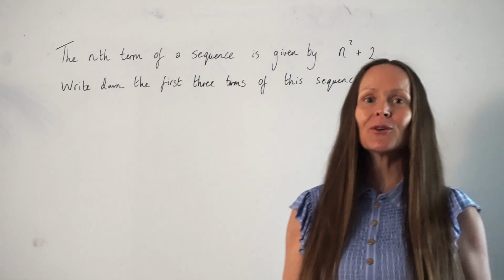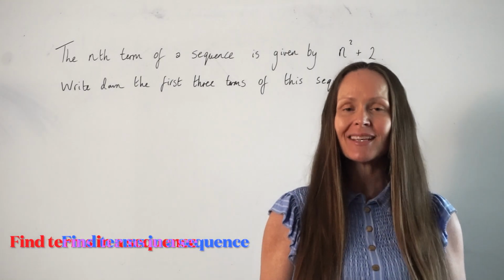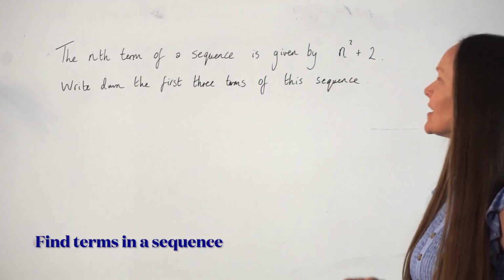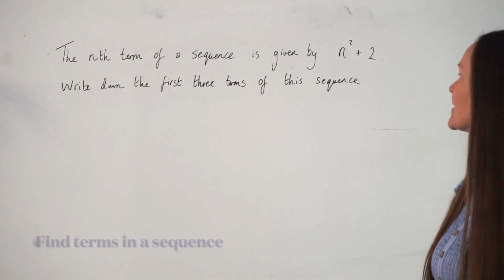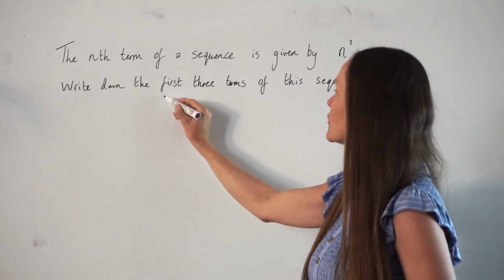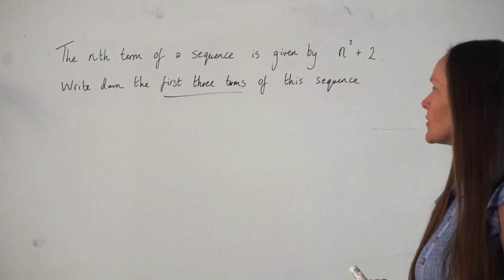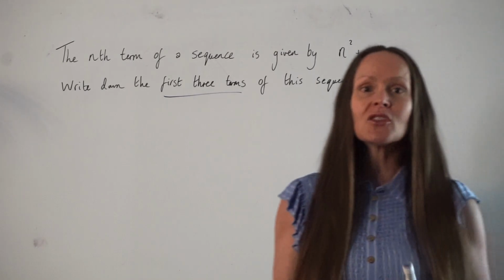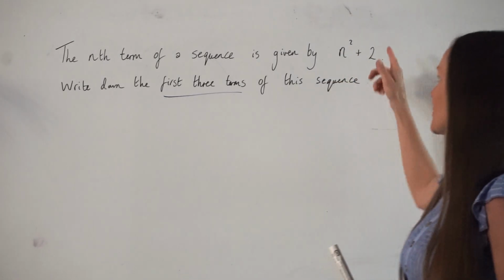I'm going to show you how you can use the nth term to find terms in a sequence. So in this question it says the nth term of a sequence is given by n squared plus 2. Write down the first 3 terms of this sequence. Okay, so the first 3 terms just means the first 3 numbers in this sequence here.